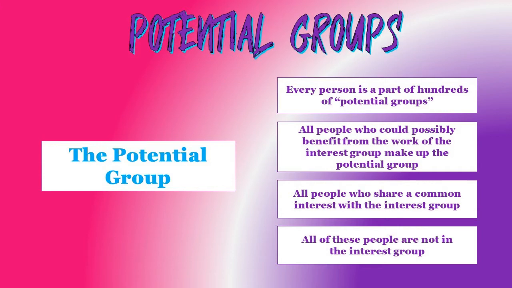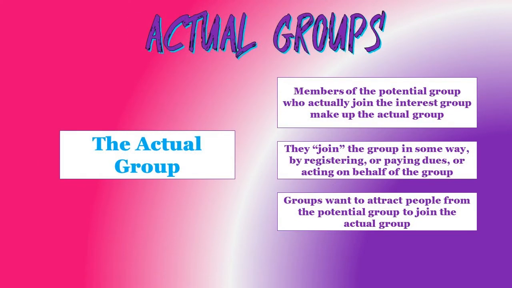Potential group is huge for most interest groups here. But the problem with interest groups is that all of the people in the potential group are not ever a part of the actual interest group. So we're going to end up with some people who are benefiting from the work that the group does without chipping in. So when we find members of the potential group that actually join the interest group, that is what we call the actual group. So we've got to understand the difference between the potential group and the actual group.